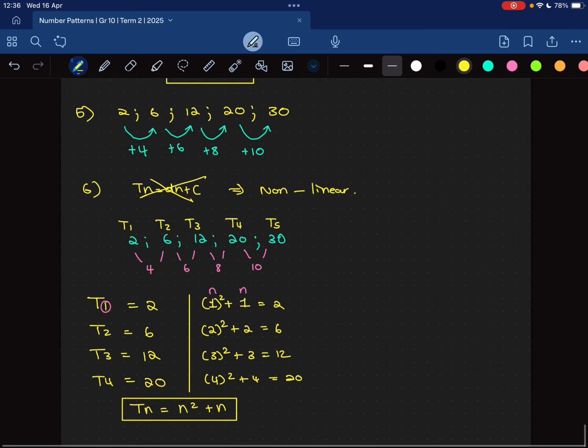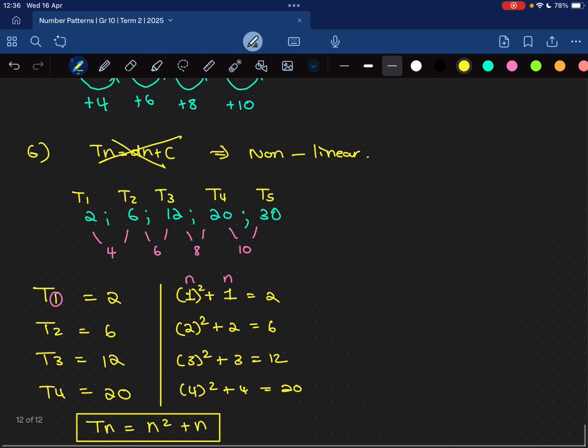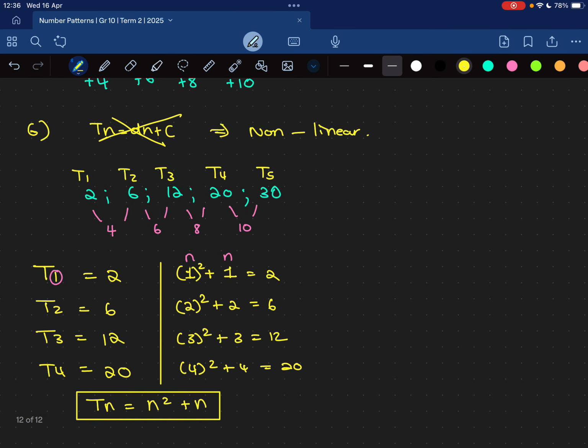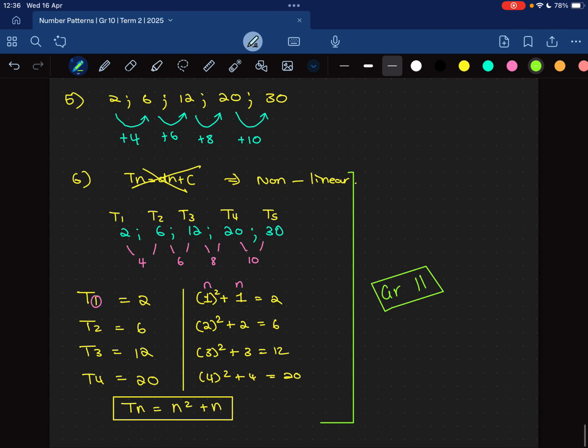But again, like I said, this is a very exceptional circumstance. Okay, so this is only really going to be done in grade 11. So don't worry too much about it this year. Again, like I said, it's just trying to expose you to a different way of looking at the number patterns. Okay, so I hope that this lesson wasn't too intimidating. I hope that you were able to take something from it.